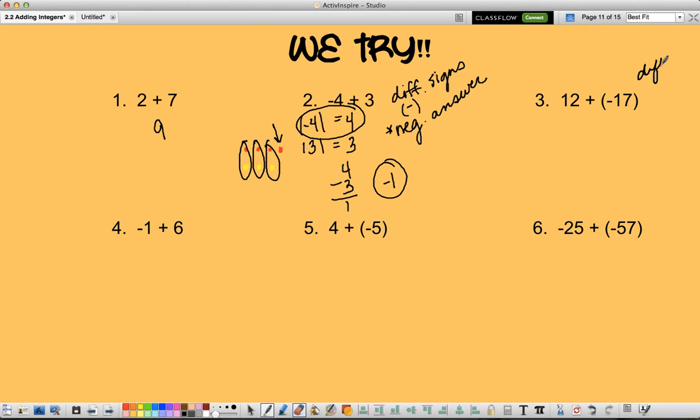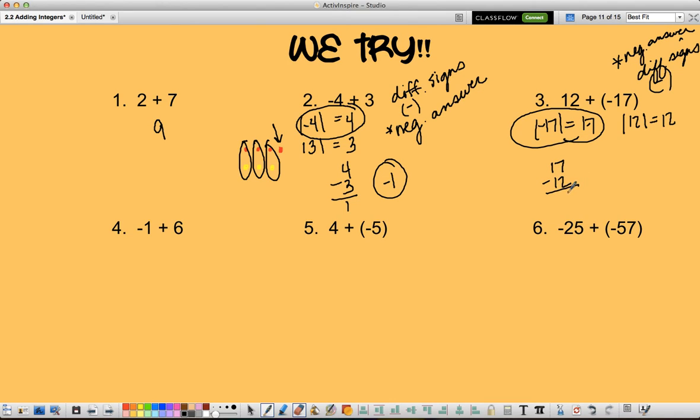Okay, so different signs tells me to subtract. And I know that negative 17 has an absolute value of 17, and 12 has an absolute value of 12. So my answer, once again, is going to be negative. So I'm going to subtract 17 minus 12, and I get 5. So I know my answer has to be negative 5.